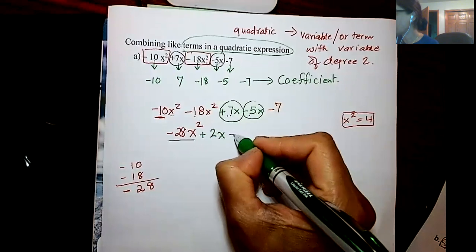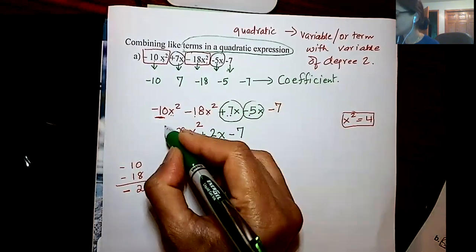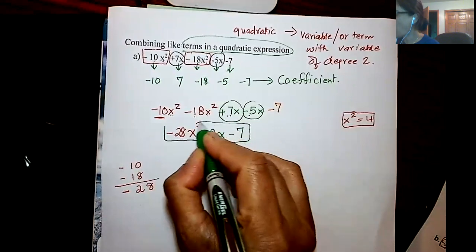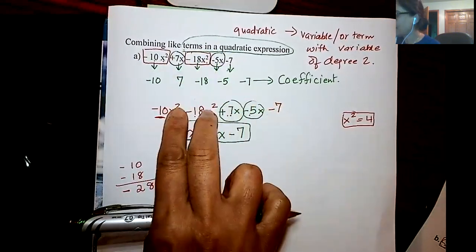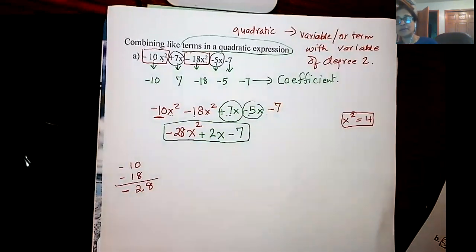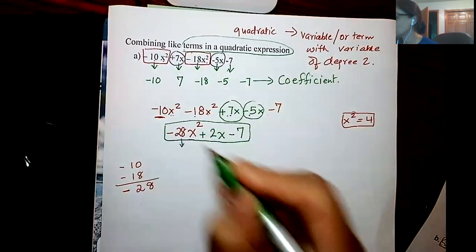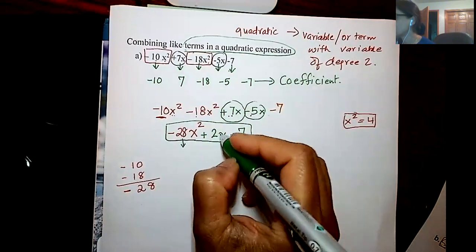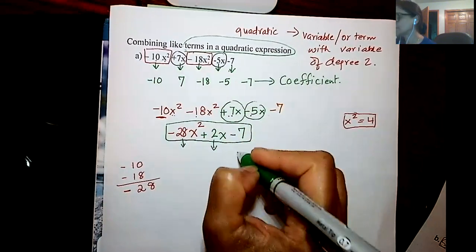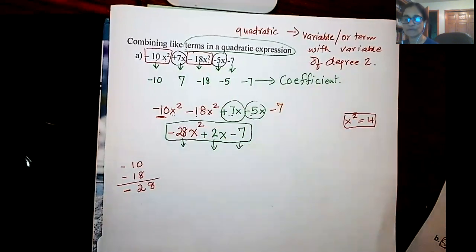Now there is no other constant, so you just bring down the last term. So we started off with 5 terms. Combining the like terms, we ended up with 3 terms. Negative 28 is the coefficient of the first, quadratic term. 2 is the coefficient of the second, and negative 7 is the coefficient of the third. So it's a short lecture, lecture 3. All we are talking about is using the distributive property and combining like terms so that our final expression is simplified.